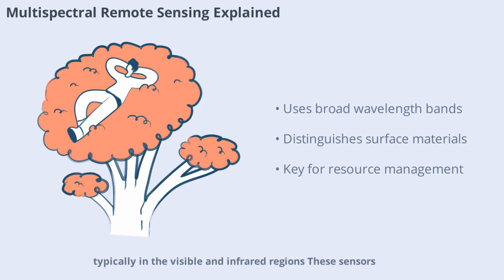Multispectral remote sensing collects images in several broad wavelength bands, typically in the visible and infrared regions. These sensors, mounted on aircraft or satellites, record how different surfaces reflect sunlight. By analyzing these reflections, scientists can distinguish between various materials such as rocks, soil, and vegetation. Multispectral data is widely used in agriculture, forestry, and geology, providing essential insights for resource management and environmental monitoring.